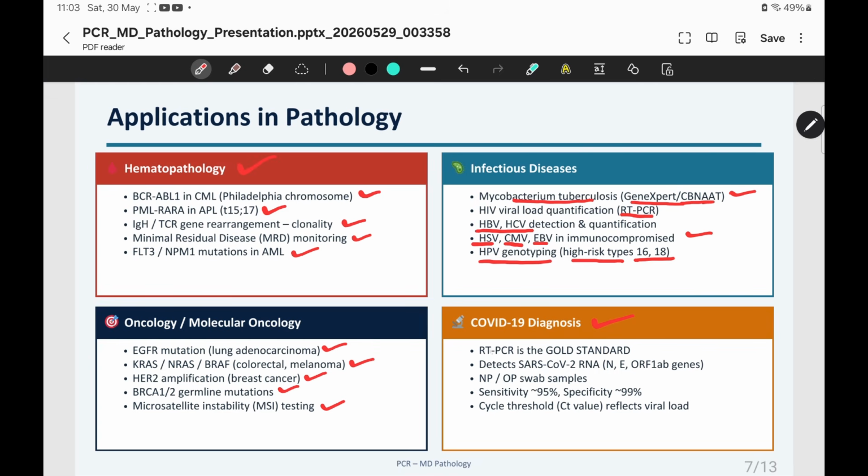For COVID, RT-PCR is the gold standard procedure. It detects SARS-CoV-2 RNA, mainly the N nucleocapsid, E envelope gene and ORF1ab gene. The nasopharyngeal and the oropharyngeal swab samples are needed for PCR. The sensitivity is 95% and specificity for detection of COVID is 99% by PCR. The CT value or the cycle threshold value reflects the viral load.